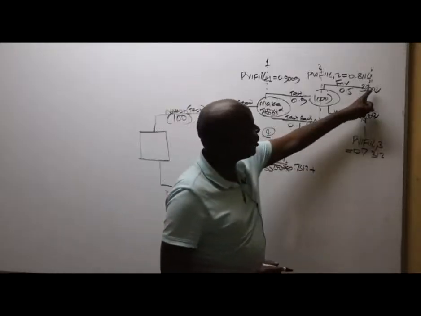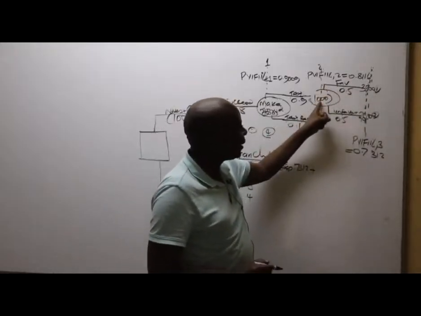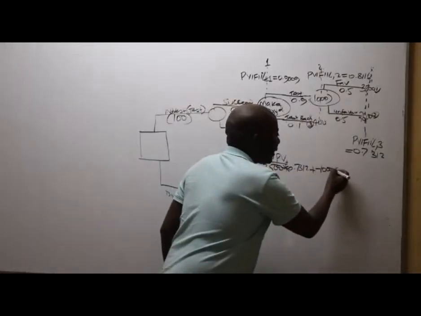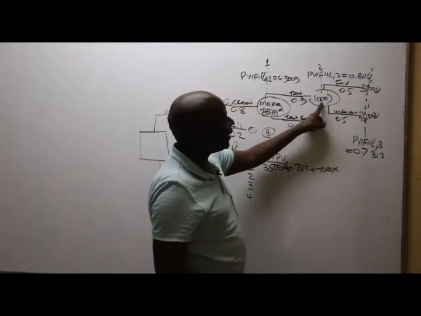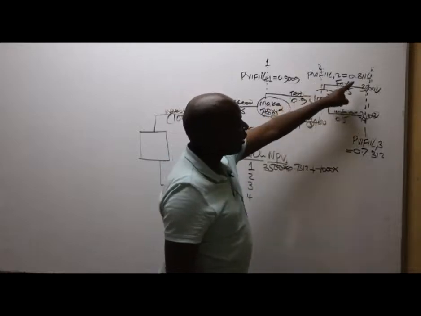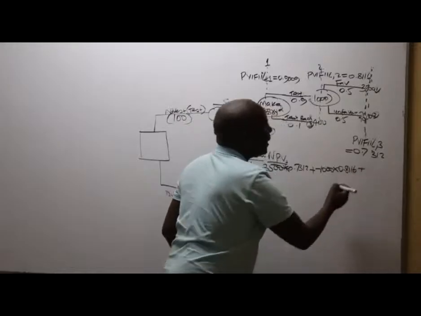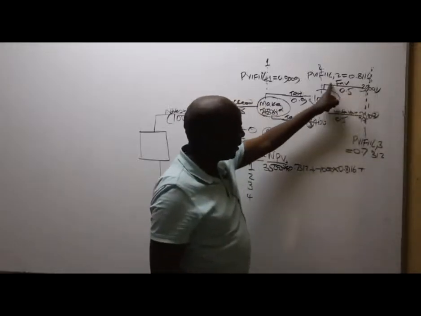Plus my Subaru driving skills, they are taking me to this next cash flow, which is minus 1,000. So minus 1,000 times what? This was coming to us at the end of year 2. End of year 2 is 0.8116.